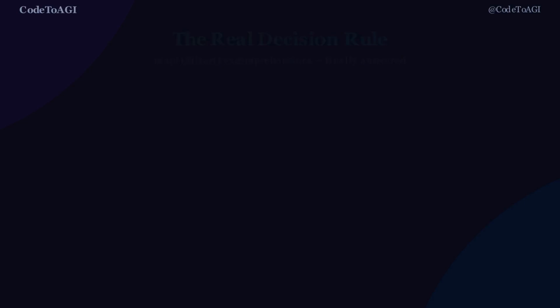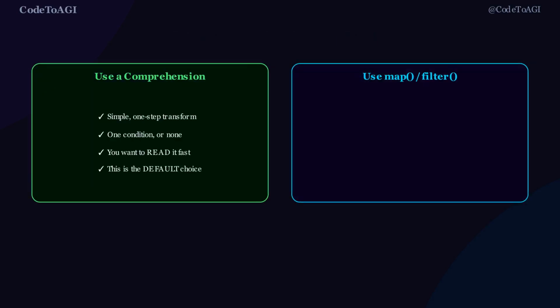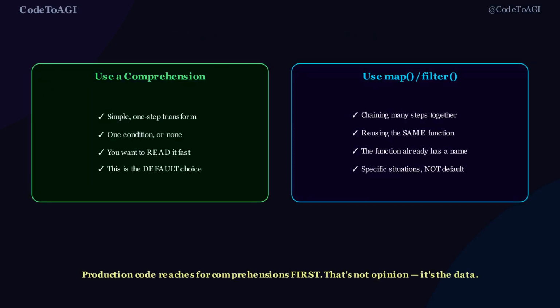Here's the answer to the question from the intro. Map and filter or comprehensions. Use a comprehension when the logic is simple. 1 transform, 1 condition, comprehension wins on readability. Use map and filter when you're chaining many steps, or reusing the same function in several places. Here's the real rule. Python developers reach for comprehensions first. Map and filter come out for specific situations, not by default. That's not an opinion. That's what production code actually shows.